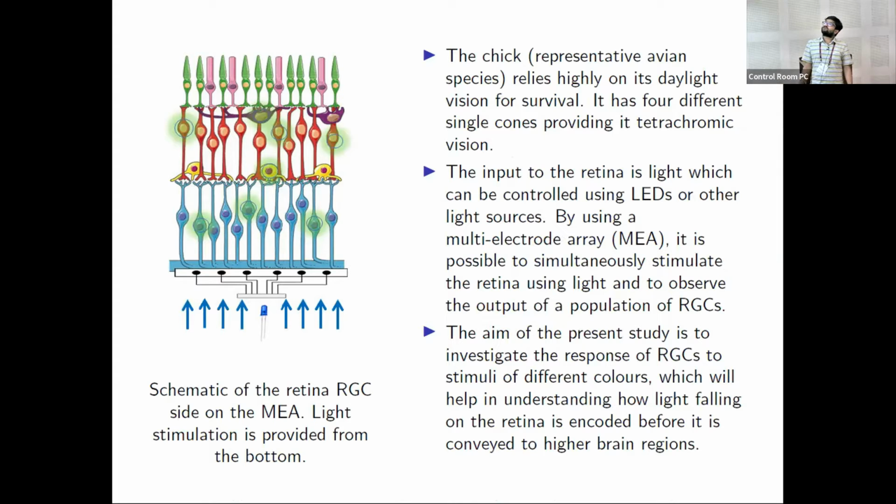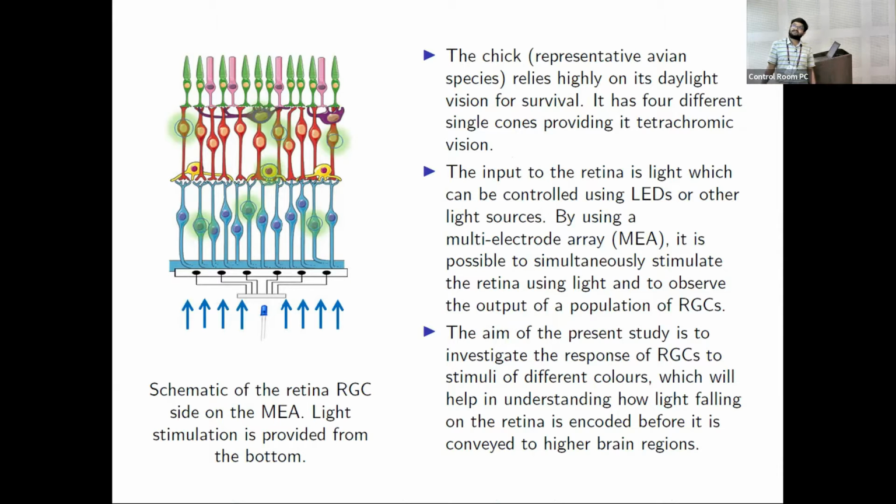What we do in the lab is we take the chick retina. It has tetrachromatic vision because it has 4 cones compared to us, where we have only 3. And it is a daylight creature, and it relies highly on its vision for survival. So it's a highly interesting system to study with respect to the retina itself.